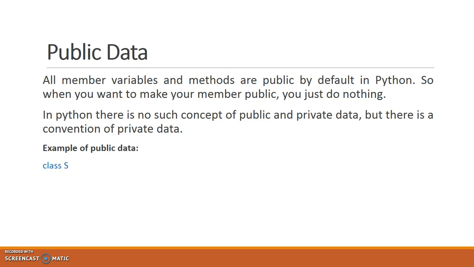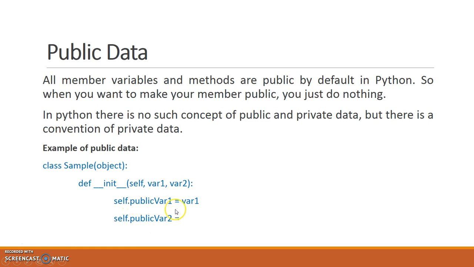Example of public data. Here we are going to declare one sample class with an init method that holds a public data in it. So the public var1, which is not starting with any underscore, is a public variable or instance variable in Python.